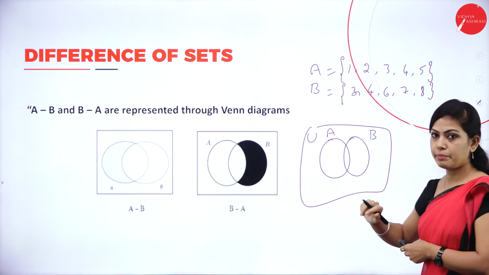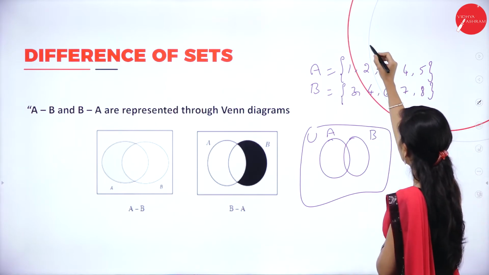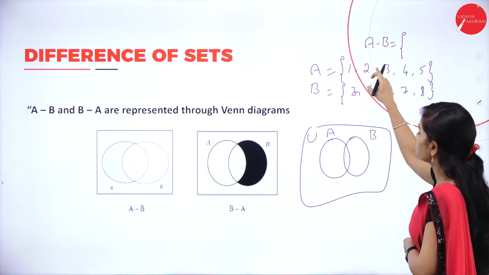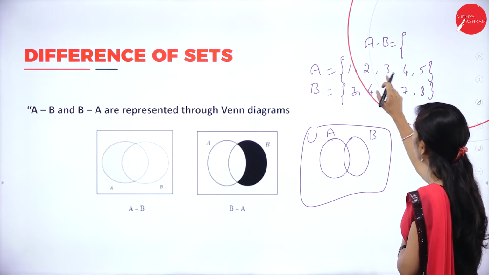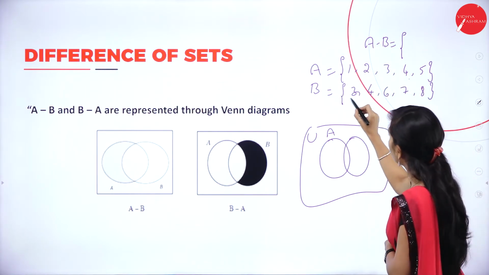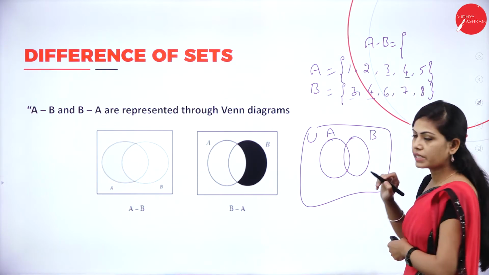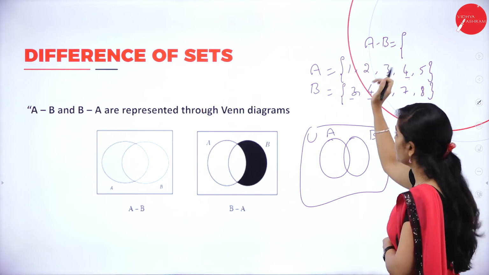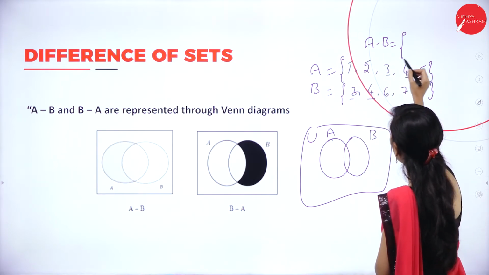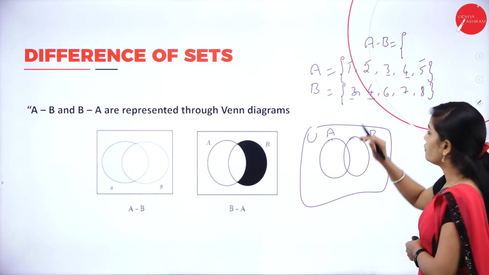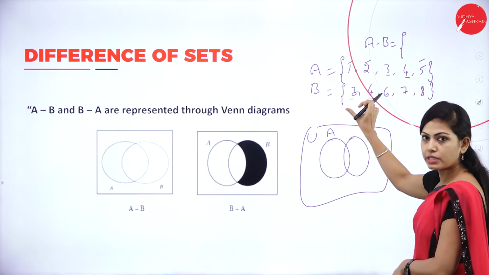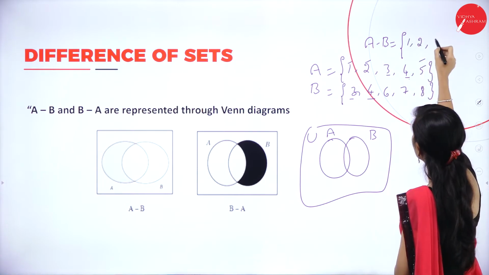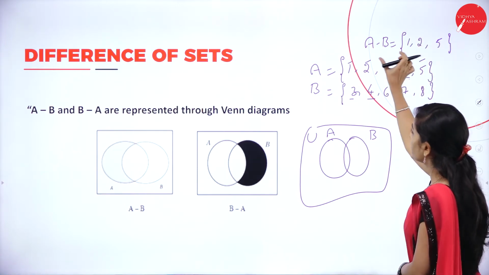This is my set elements. So how to find A difference B? A difference B is, first check the common element in both the sets. 3, 4 is common in both the sets. So if you want to find A difference B, just check the remaining of set A. The remaining element of set A is 1, 2, 5. This is A difference B.